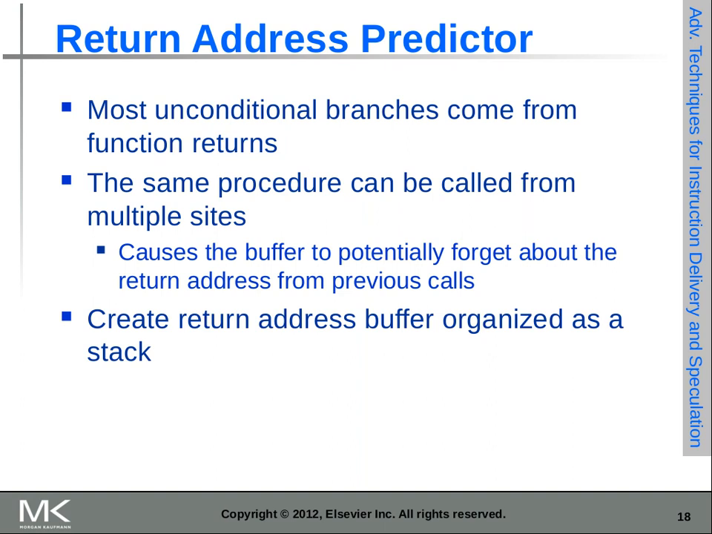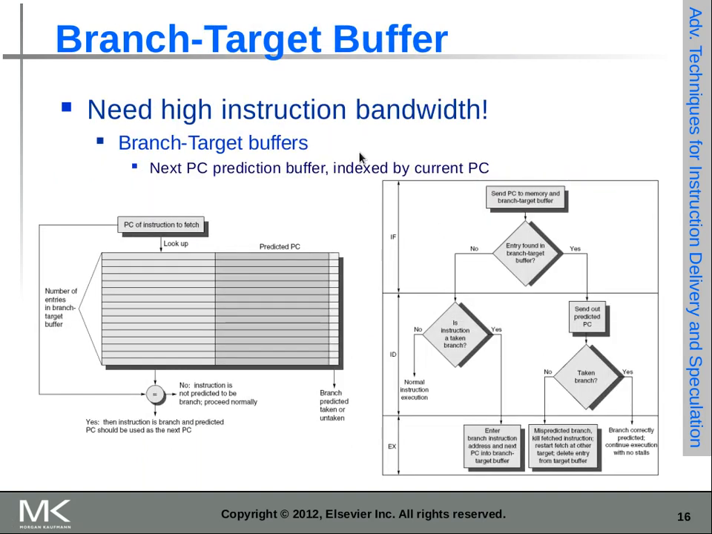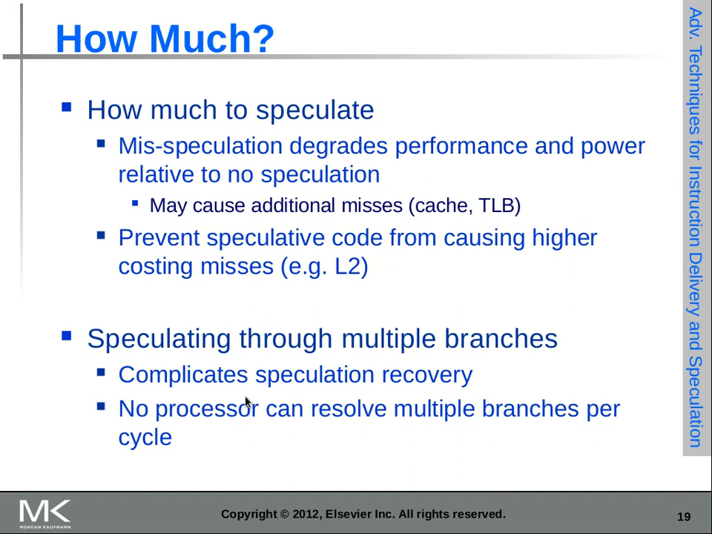So most unconditional branches come from function returns. So just like branch folding, where you store the target, just store the return address there, and you'll be good.